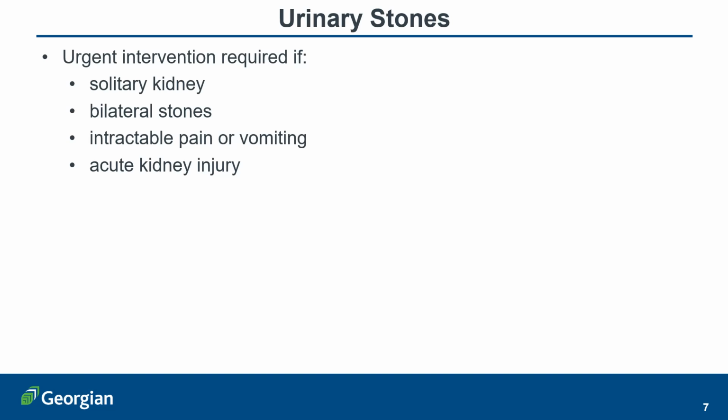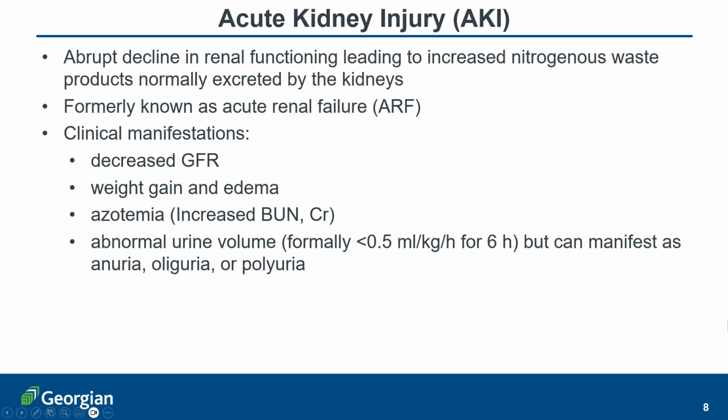Usually urolithiasis or nephrolithiasis is unilateral, but if it is bilateral, it becomes a lot more severe. If the pain is intractable, or if there's severe vomiting that could lead to dehydration, then urgent intervention is also required, along with the fact that if there's already a pre-existing acute kidney injury, then very careful management is required to prevent the exacerbation and worsening of the acute kidney injury.